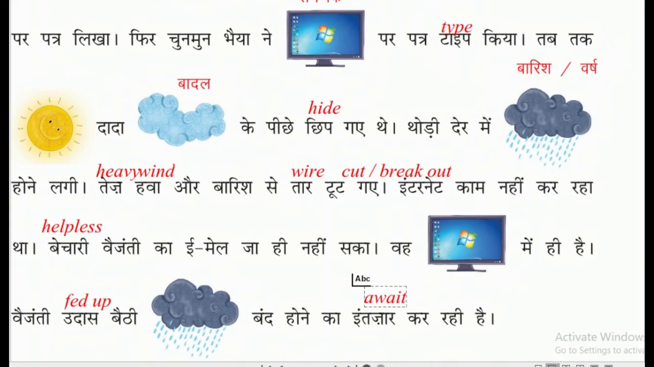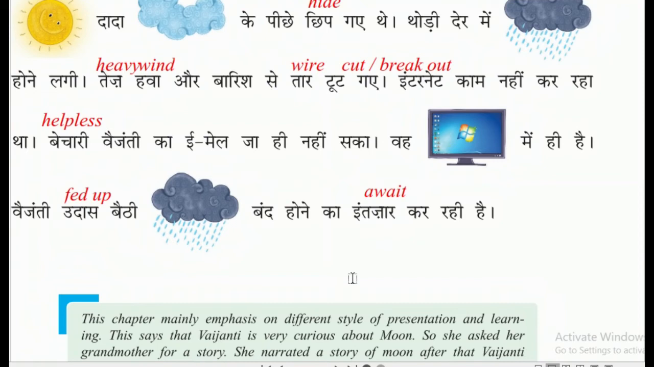Wait for rain. So this is a story. The modern girl likes to send an email to the moon. Send an email to the moon.